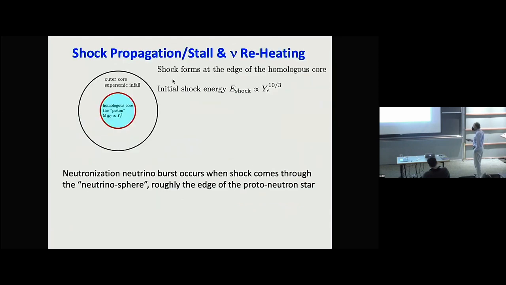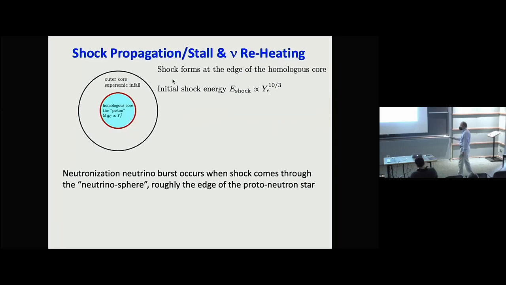So the shock in this infalling core forms at the edge of the so-called homologous or inner core. This is the part of the core that's falling subsonically. When it hits nuclear density, it hits a brick wall. The material in the outer core is falling in supersonically. So it hits this outer core, produces that red shock wave that then moves out. The initial shock energy goes like the 10/3 power of the electron fraction, which I told you is very sensitive to the integrated history of all the weak interaction processes, electron capture, positron decay, and any BSM physics that's operating.